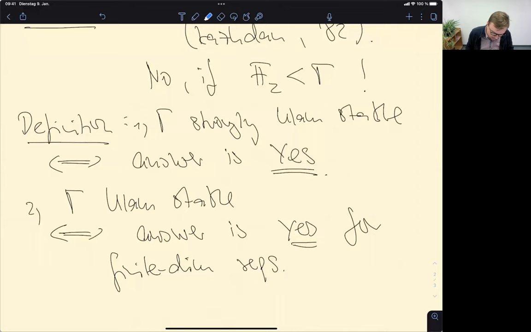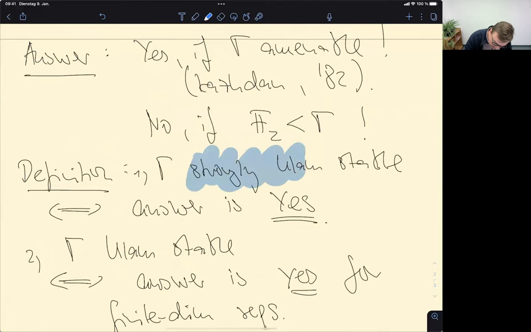Right. So this strong form of Ulam stability might coincide with amenability. We have no examples where it's actually different from amenability. And we know that amenability implies this strong form of Ulam stability, but the other direction is not known. But if we have a stronger form of non-amenability, like containing a free subgroup, then we also know it's not strongly Ulam stable. So that's the situation. But there might be some groups in between where it's unclear.